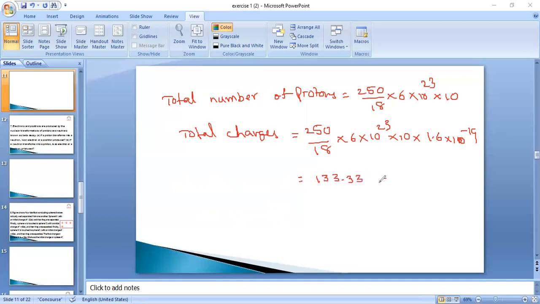133.33 into 10 power 5. And finally, we can write according to the options given 1.33 into 10 power 7 coulomb. Okay, and if you want to write in mega coulomb, in that case 13.3 mega coulomb. Why? Because mega in the sense it is 10 power 6. This is the answer for question number 6.